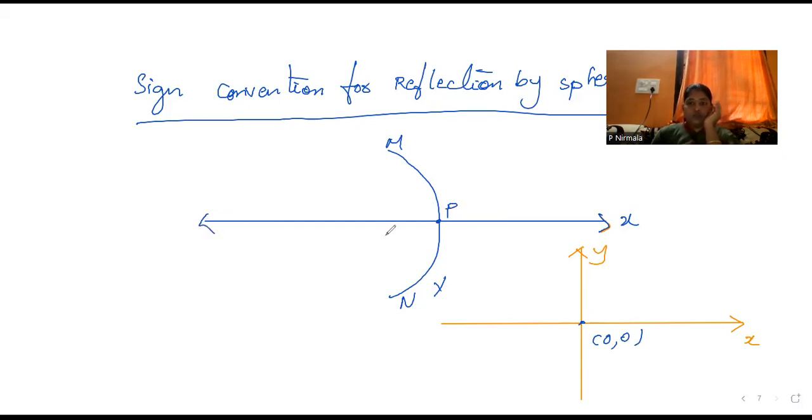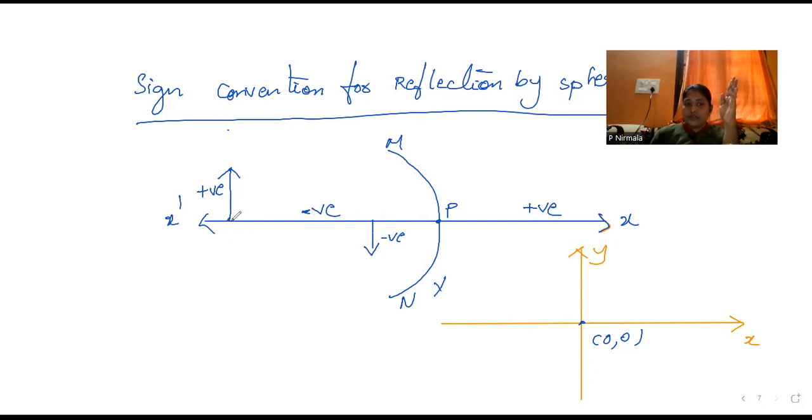Next, you know the right side, what is the sign of the x-axis? Positive. The left side, the sign of the x-axis is negative. Understood? Next, the object you are keeping here. Upwards means positive. Downwards means negative size.